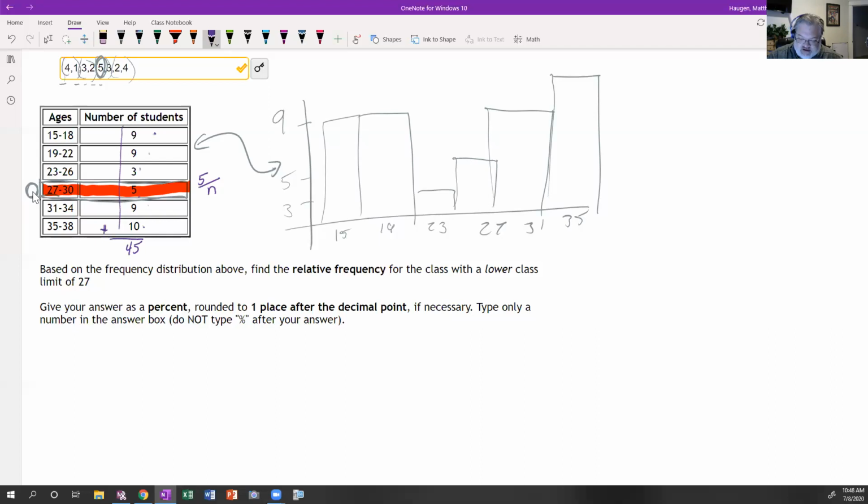That's not right, let me know. So this becomes 5 out of the total of 45, which is 1/9, which if we wanted to write it as a decimal, 0.1 repeating. Give your answers as a percent rounded to one place after the decimal point. So it's going to be ones repeating. So as a percent would be 11.1%.